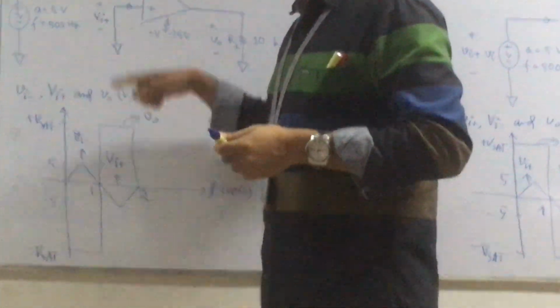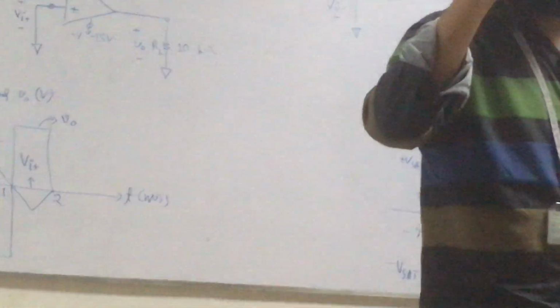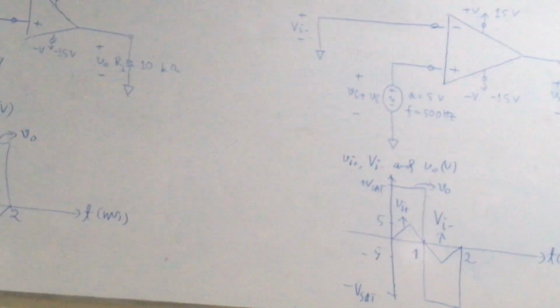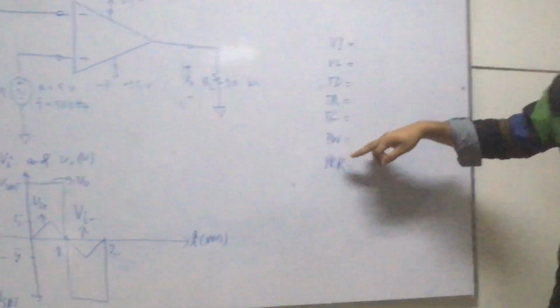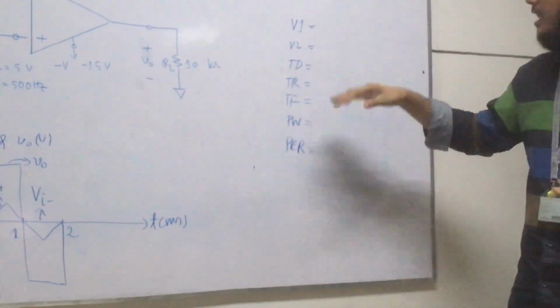How to create that using VPulse? There are 7 parameters in VPulse: V1, V2, TD, TR, TF, PW, PR. 7 parameters. How to fix them?